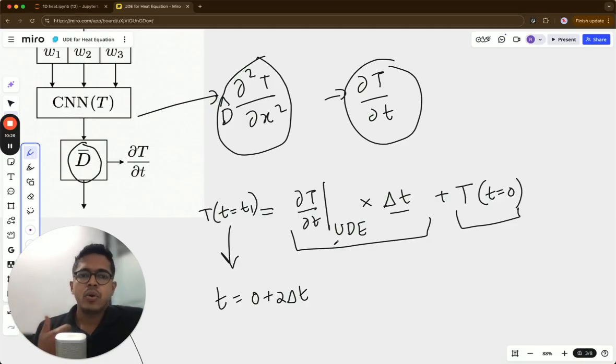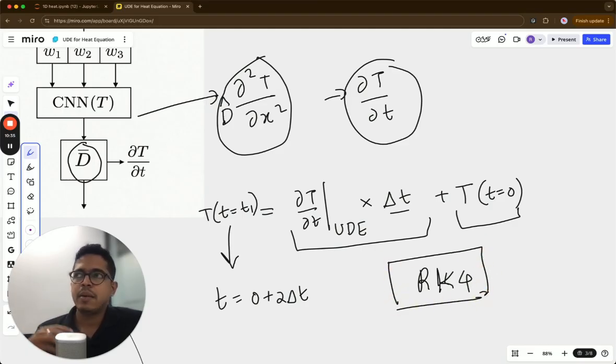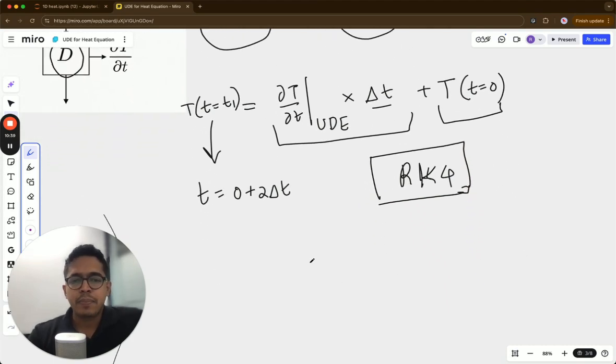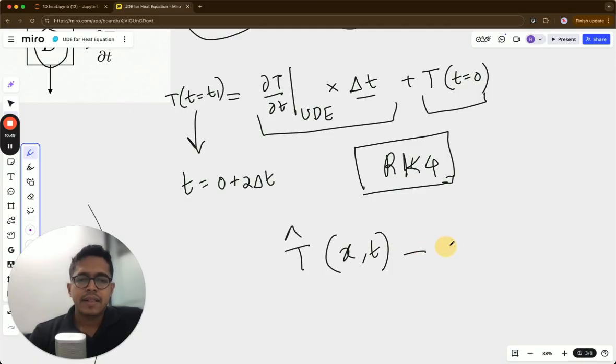But you can do more complicated, more accurate integration called the RK4, Runge-Kutta 4 method. You can use any complex, meaning more accurate, numerical integration technique to finally get a T predicted as a function of x comma time. Then what you do is compare the T predicted of x comma time with the actual ground truth value of T of x comma t.